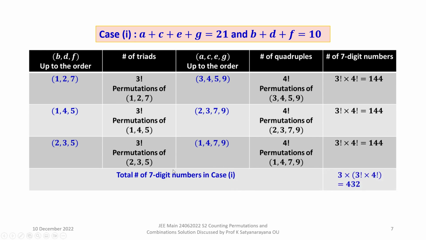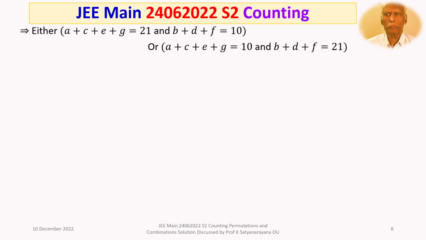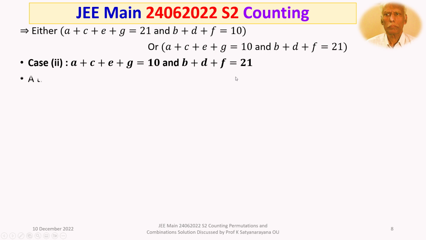So the total number of 7-digit numbers in case 1 is, use the sum rule of counting. The sum rule of counting is first one plus second one plus third one. That means 3 into 3 factorial into 4 factorial, that is 432. So this is case 1. So we go to case 2 similarly. Now we consider the other case. So case 2: A plus C plus E plus G is 10 and B plus D plus F is 21.